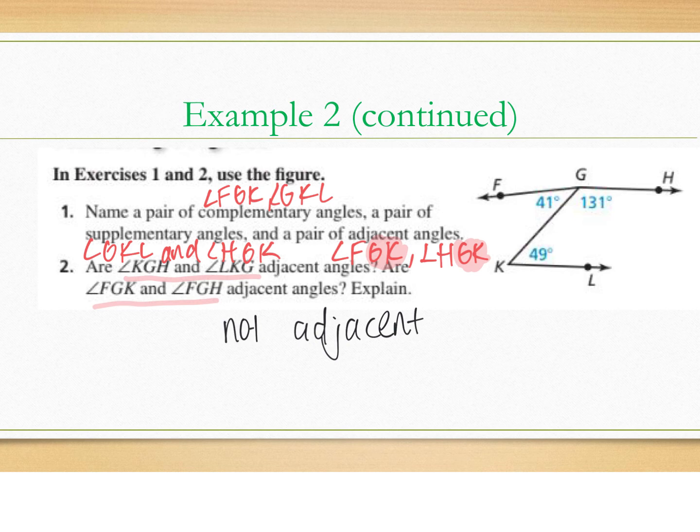Okay. Let's try the next two angles that they say: F, G, K. Start from F, go to G, and then go to K. And then do it for F, G, H. This one's tricky. Ask yourself, do they share a side? F, G, yes. Do they share a vertex? Yes. But what's off about these two? Why are these two not adjacent? Alex? They're not neighbors. They're sharing a kitchen.